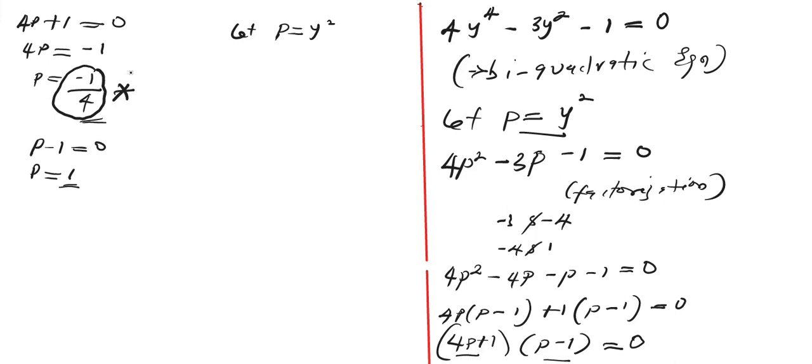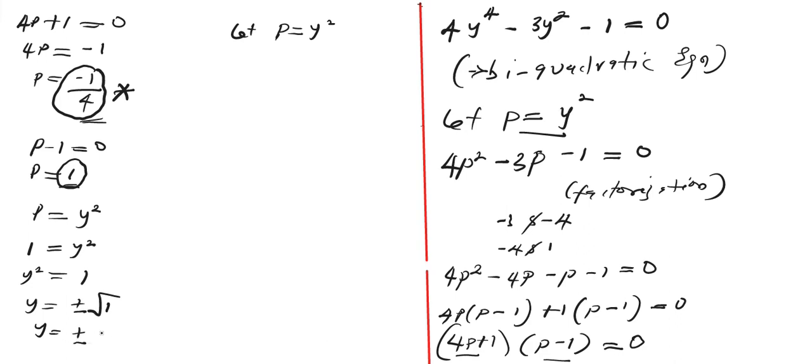Okay, so if you recall, p equals to y squared. That means 1 equals to y squared, and y squared equals to 1. If you interchange them, that means y equals to plus or minus square root of 1. That means y equals to plus or minus 1, because square root of 1 is 1. All right, so this is the value for our y.